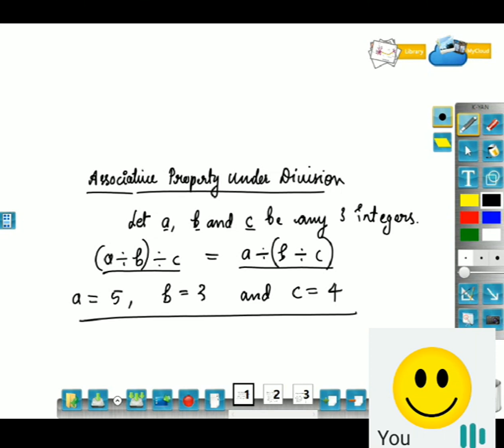Is it clear till now? Aditya Sridas, is it clear?